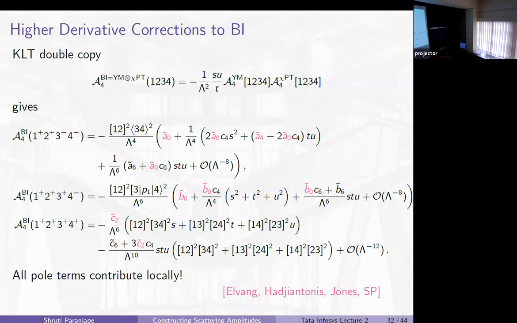And now this is a way of defining what Born-Infeld is beyond the leading order. Because I have corrected Yang-Mills, I corrected Chi-PT, and now this is a way of saying these are the higher derivative corrections of Born-Infeld, treating it in a very effective field theory sense, where I'm asking what tells me what higher derivative terms to add in my EFT? It is the fact that it is a double copy.